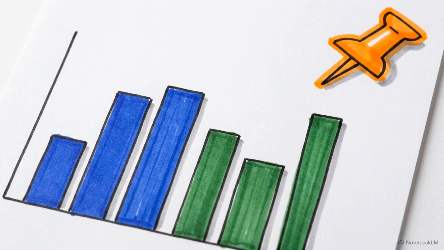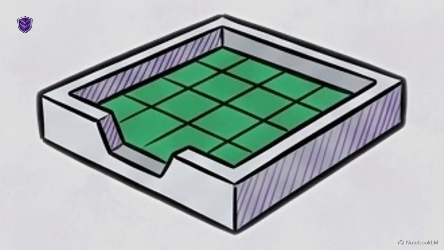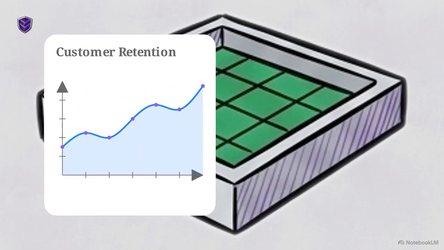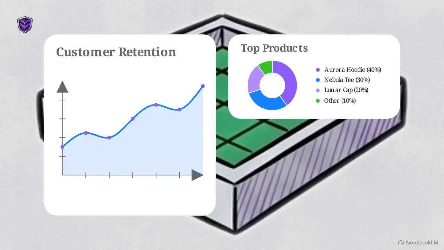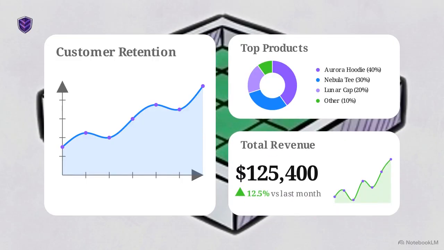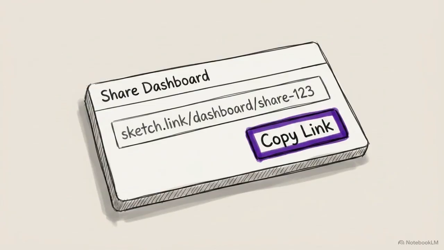With a successful query generated, click the pin icon to lock that chart onto your dashboard. Repeat this query and pin workflow for your other key metrics, like customer retention and top products, until you assemble a comprehensive view of your business. To share this view, navigate to the distribution settings within the dashboard interface and generate a live link.